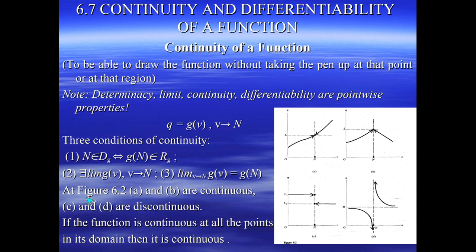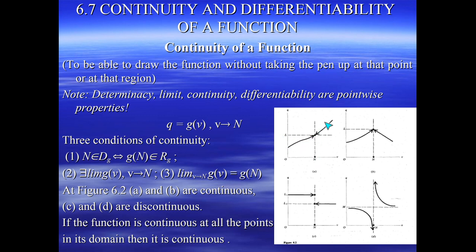So let's see at figure 6.2 what is continuous and what is not continuous. Here, a and b are continuous. A and b are the uppermost functions, the two functions over there. You see, I can draw this function without taking up my pen, and this one as well. And note that the limit of this function is L when v goes to n from left or from right. The value of the function goes to L. And the value of the function when v is equal to n is L again.